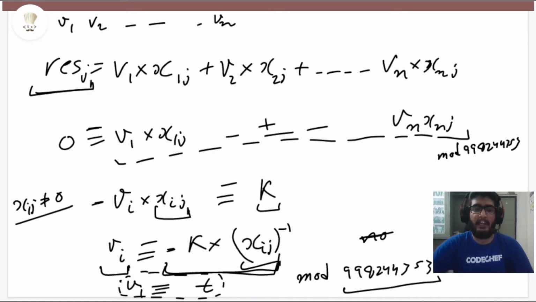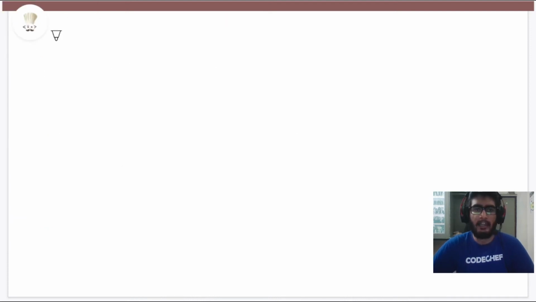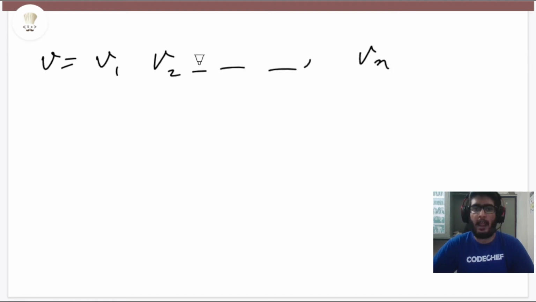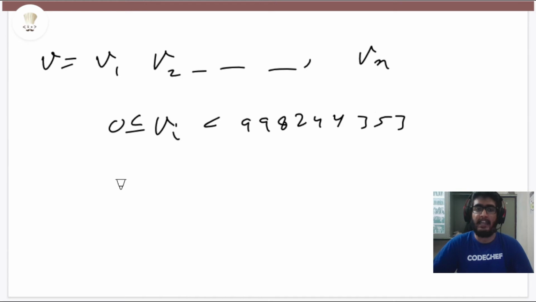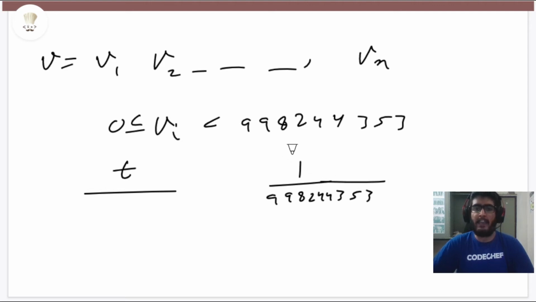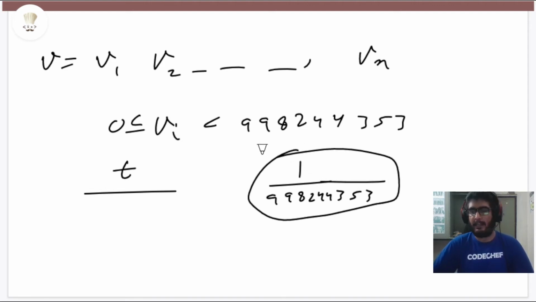from 0 up until 998244353, right? Our vector v is considered v1, v2 up until vn, and each vi is selected from 0 up until 998244353 randomly with uniform distribution. Any one of these elements between 0 and 998244353 has an equal probability of being selected. So what is the probability that t is selected out of all these? The probability is 1 by 998244353. So we have a 1 by 998244353 probability of our algorithm being wrong, right?